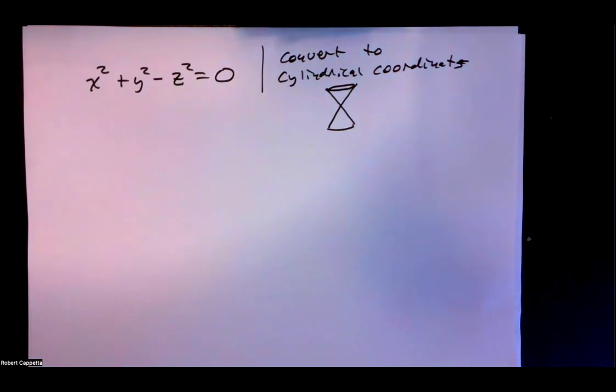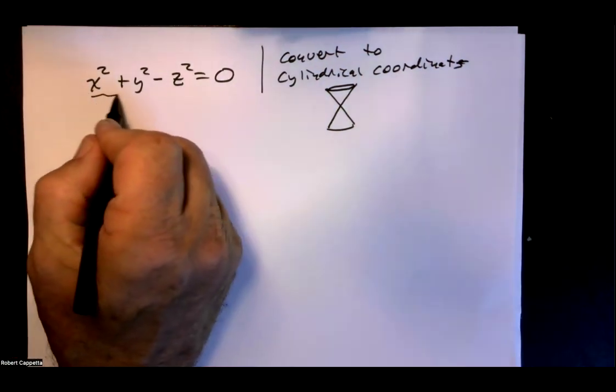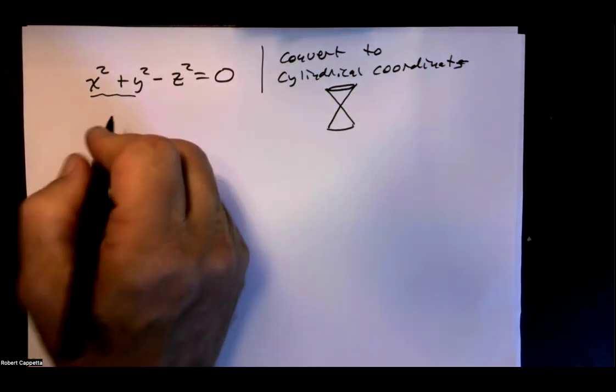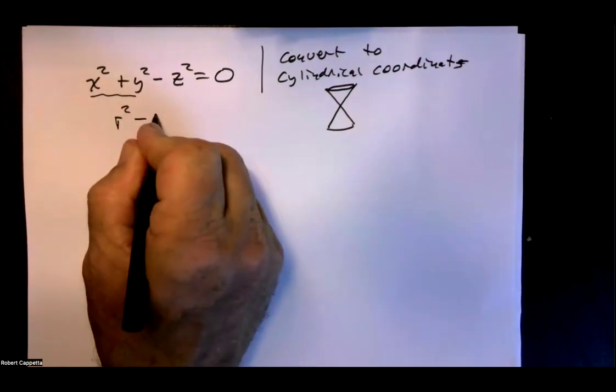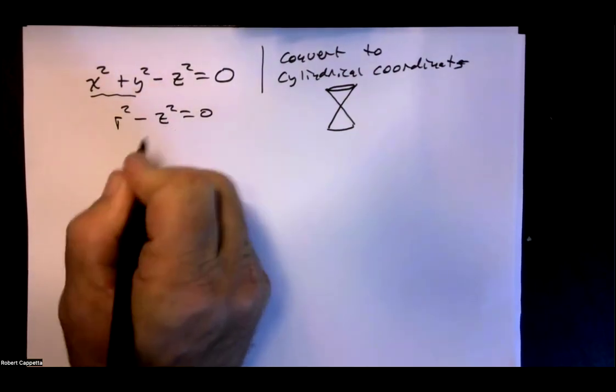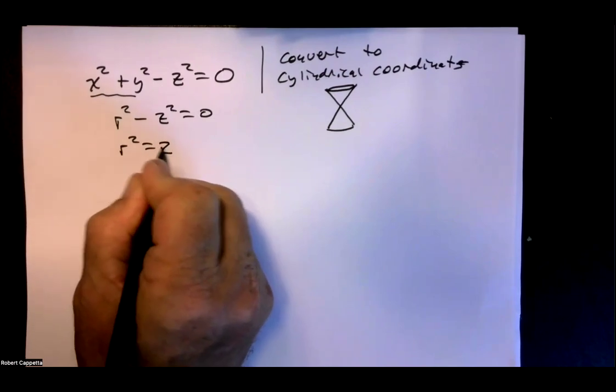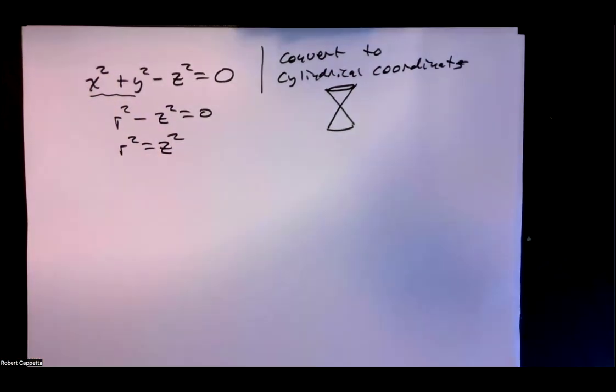So how do we convert that into cylindrical coordinates? What do we have to remember? Well, x squared plus y squared is r squared. So we get r squared minus z squared is 0, or r squared equals z squared. Good enough. Now, can you say r equals z? Maybe, but we may lose the lower half of our elliptic cone. So I think it's probably better not to quite do it that way.